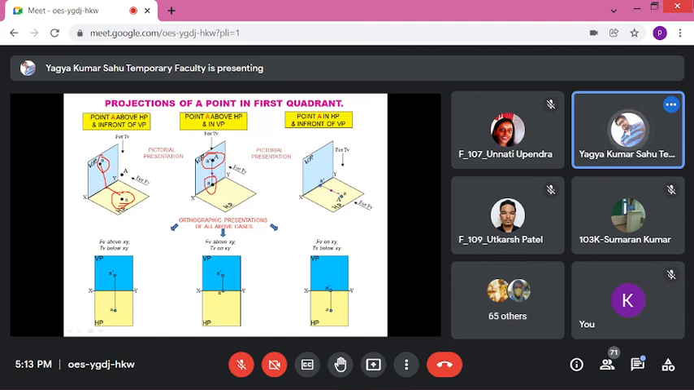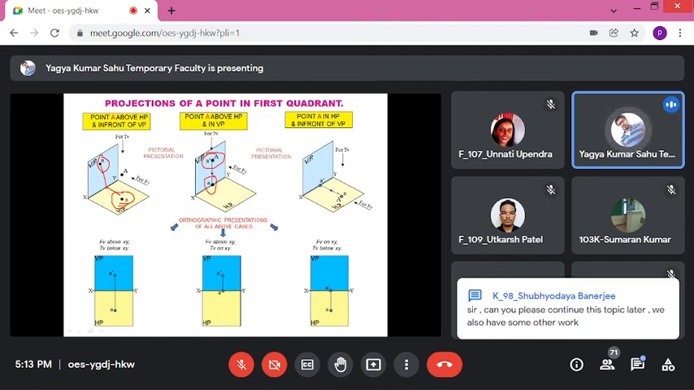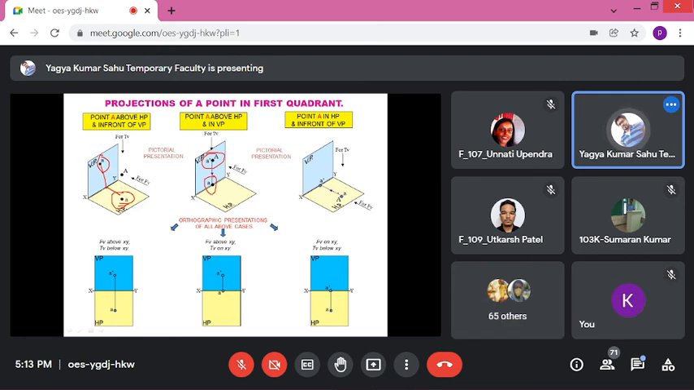For the top view, the distance is 0 because the point is lying in VP. The distance of the point from VP is 0. That's why we are getting that top view on the XY line. Is it?